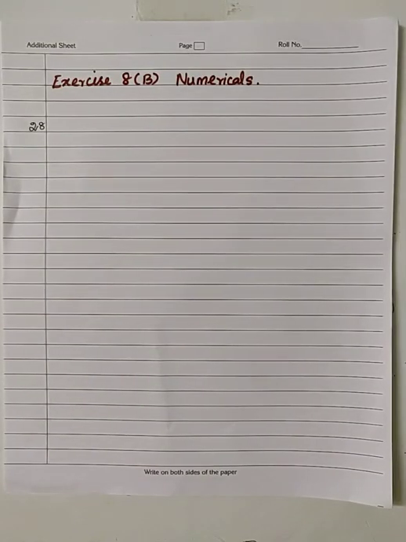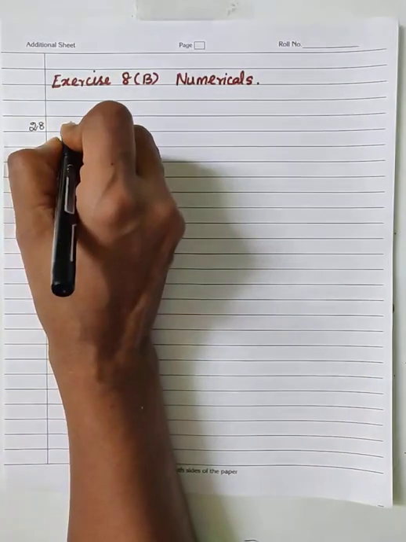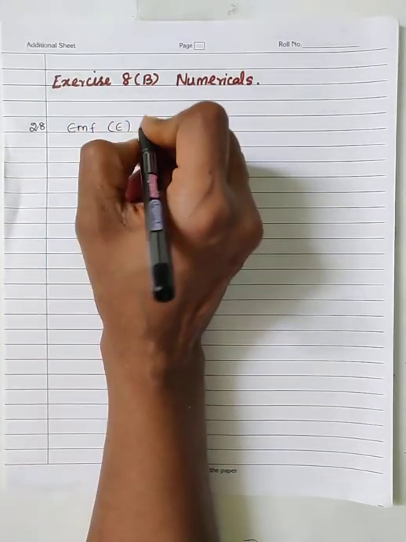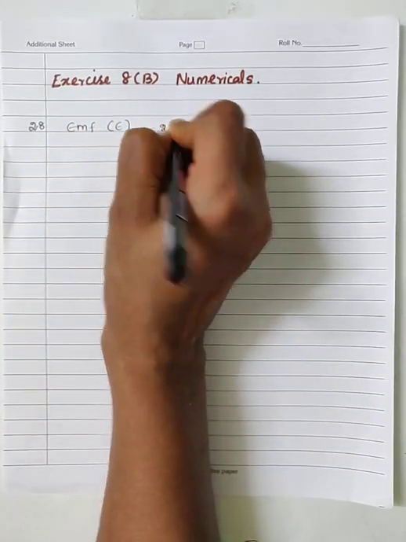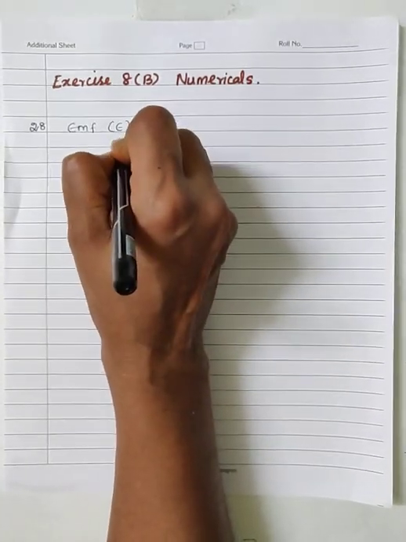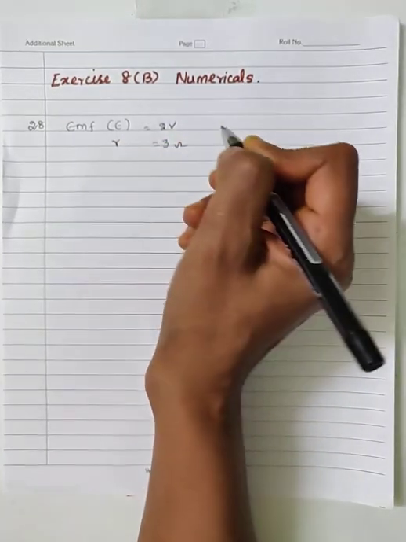For the 28th problem, refer to page number 203 in your textbook. In this 28th problem, the circuit diagram is given. From the circuit diagram, we can write the data. In the circuit diagram, the EMF of the cell, represented by the symbol epsilon, is given as 2 volt. Near the cell, the internal resistance of the cell is given. The internal resistance is represented by the symbol small r, which is given as 3 ohm.